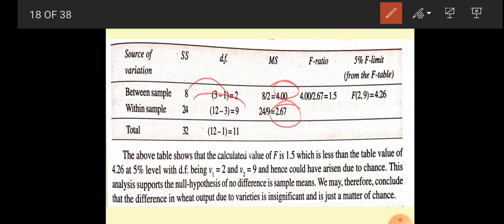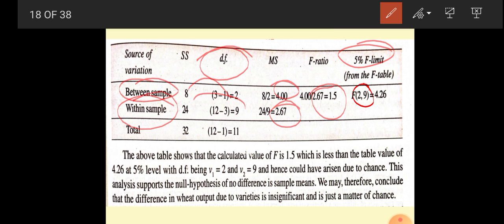Now to find the F ratio, what was the formula? The formula is the mean square between divided by the mean square within. So 4 divided by 2.67, you will get 1.5. Now we have to find out the level of significance, that is the 5% F limit. We can find this with the help of degrees of freedom.